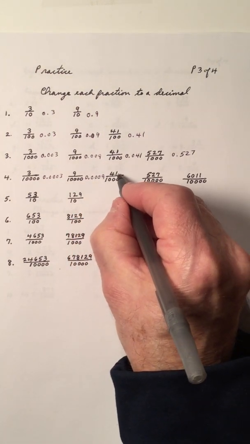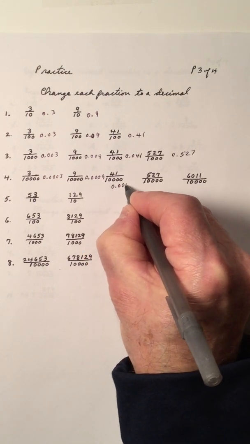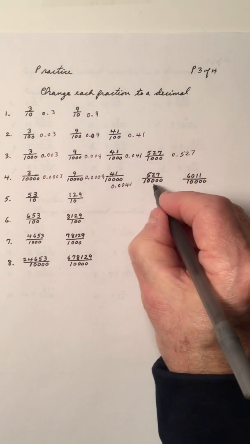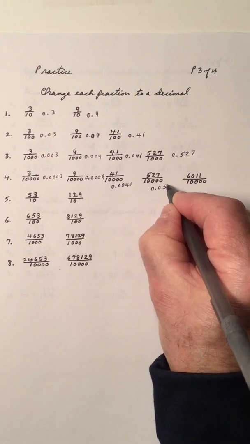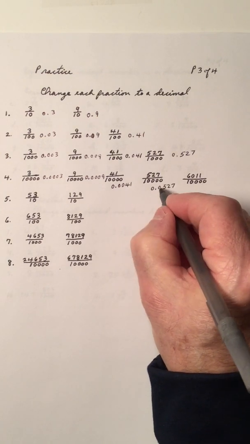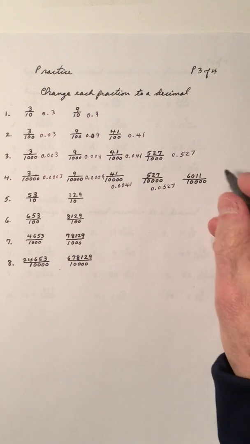The 1 is in the fourth place. So 0 decimal 0, 0, 4, 1. The 7 is in the fourth place. 0 decimal 0, 5, 2, 7. I already got 3 there, so 0 is in the tenths. That's hundredths, thousandths, ten-thousandths.